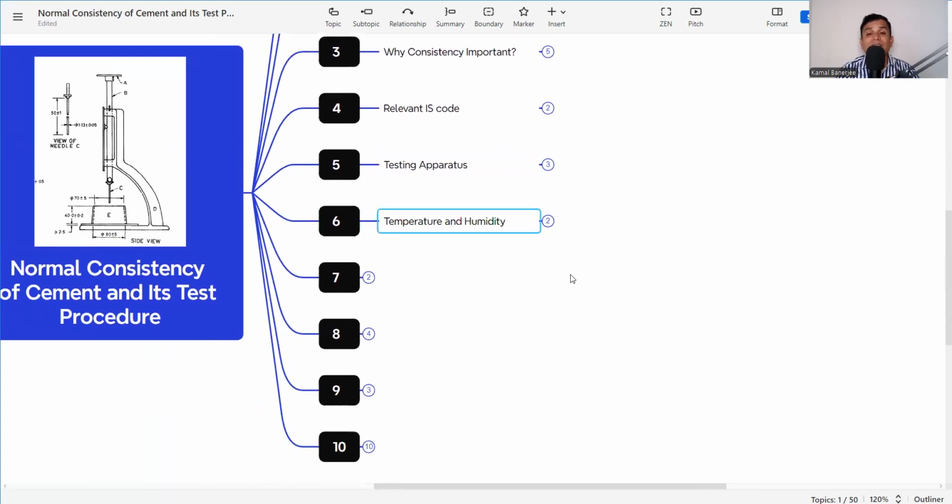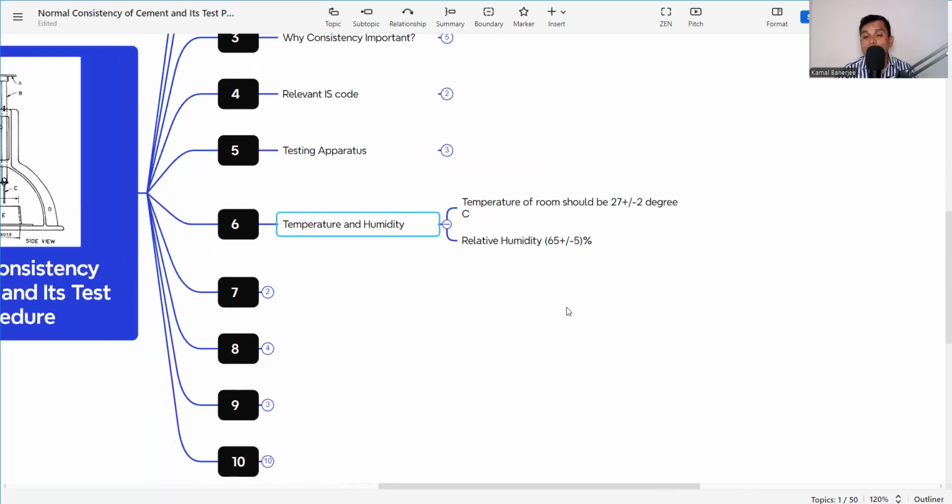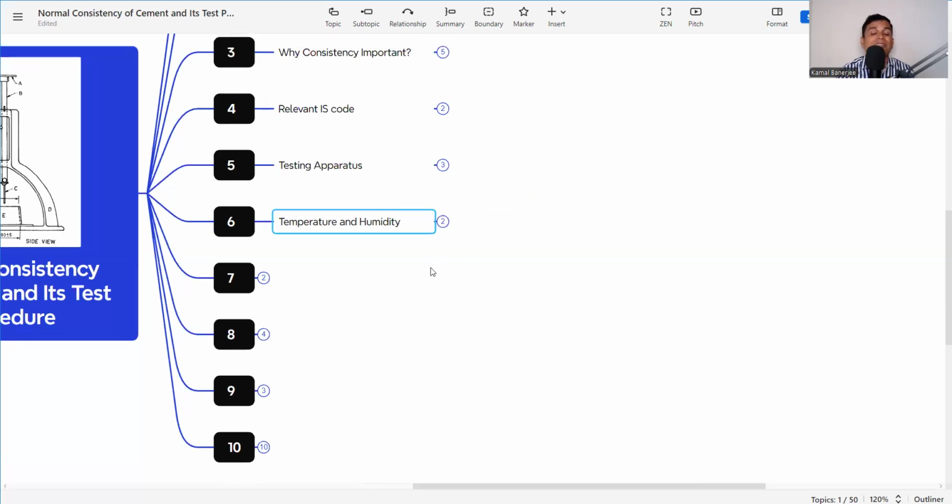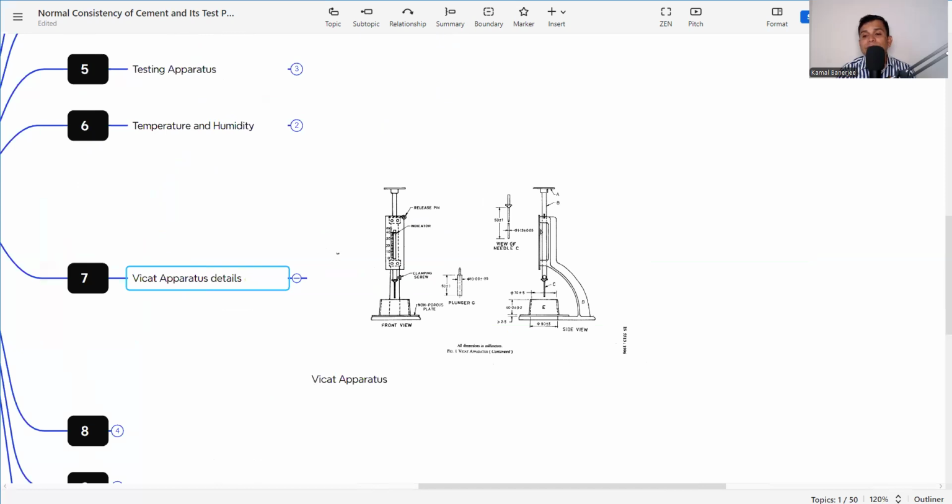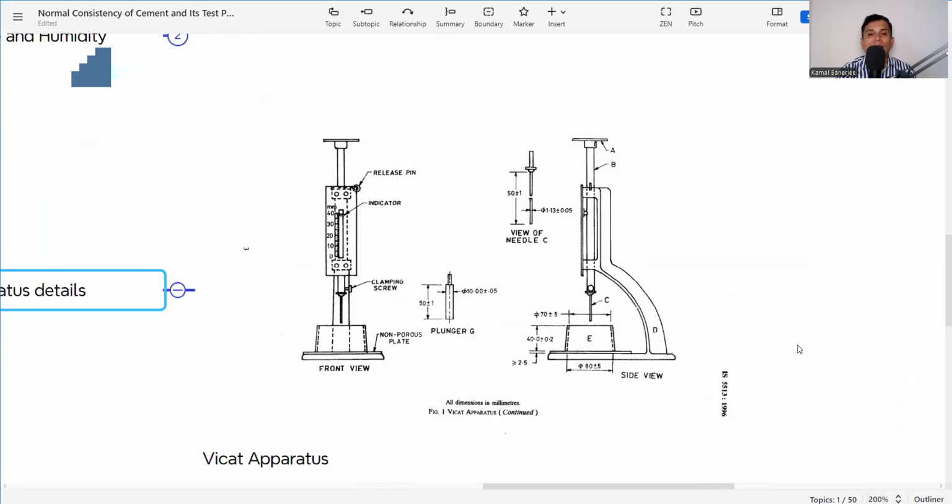So what should be the temperature and humidity whenever we are taking the sample? The temperature of the room should be 27 plus minus 2 degrees Celsius, and the relative humidity should be 65 plus minus 5%. It is very important to maintain the temperature and the humidity whenever we are determining the normal consistency of cement. So these things, temperature and humidity, are described in IS 4031 part 4.